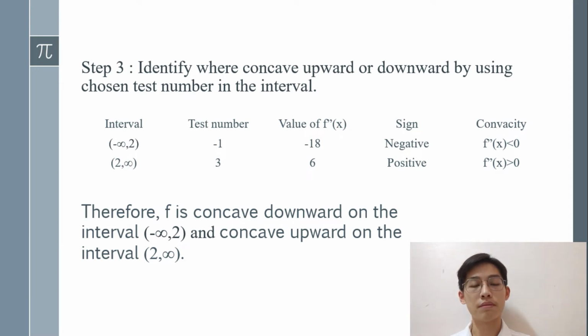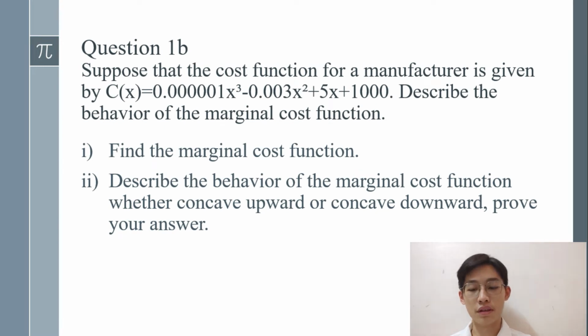to infinity. For question 1b, suppose that the cost function for a manufacturer is given by C(x) equals 0.000001x cubed minus 0.003x squared plus 5x plus 100. Describe the behavior of the marginal cost function. Number 1 is find the marginal cost function, and number 2 is describe the behavior of the marginal cost function, whether concave upward or concave downward, and prove it.